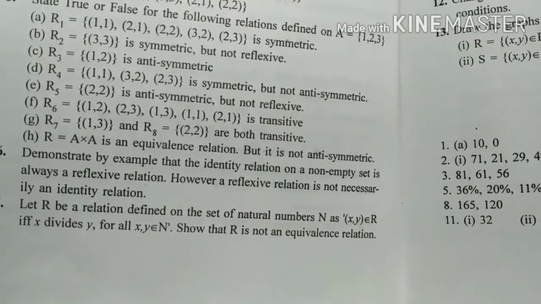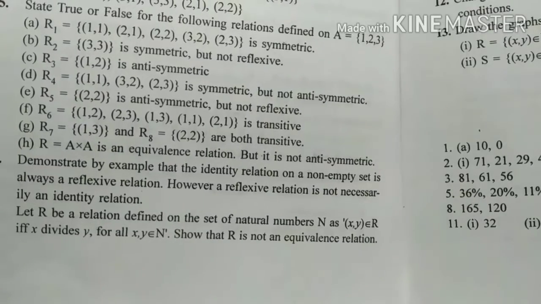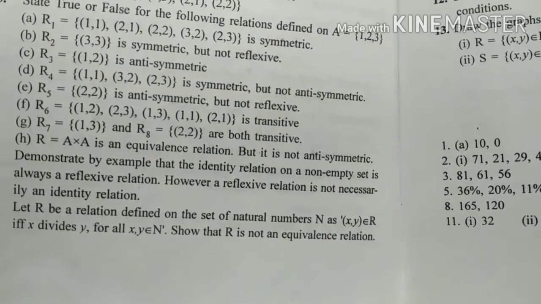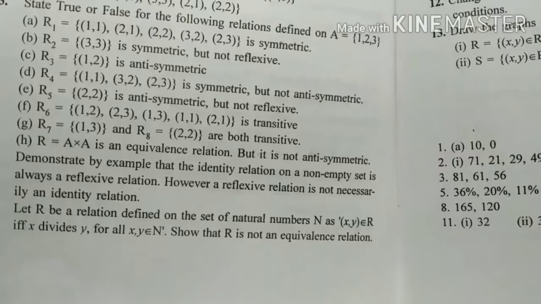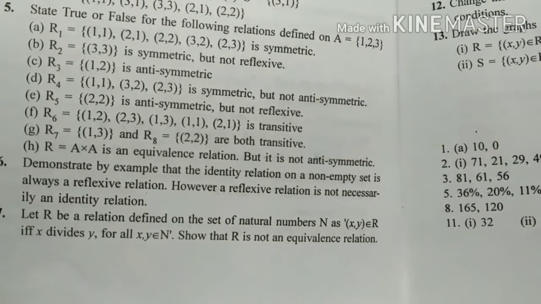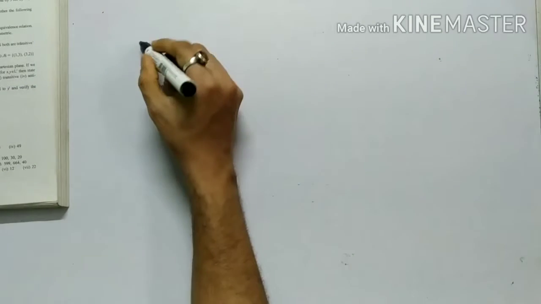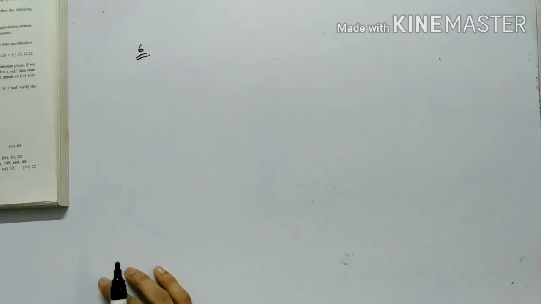Question number 6: Demonstrate by example that the identity relation on a non-empty set is always a reflexive relation. However, a reflexive relation is not necessarily an identity relation. So in question number 6, it says to demonstrate by example that an identity relation on a non-empty set is reflexive.